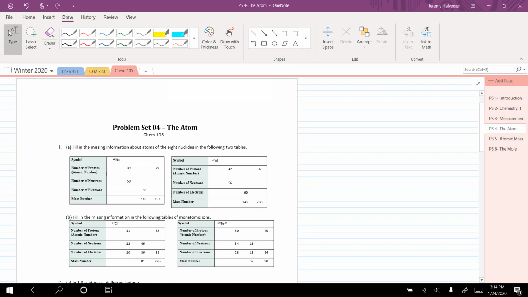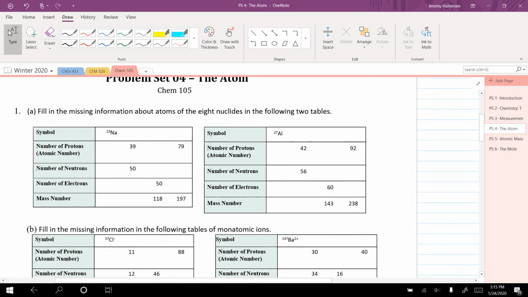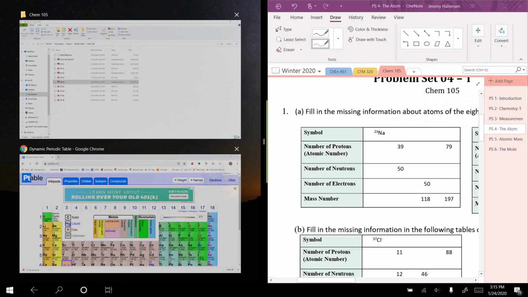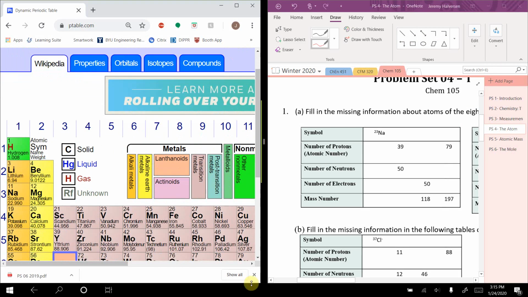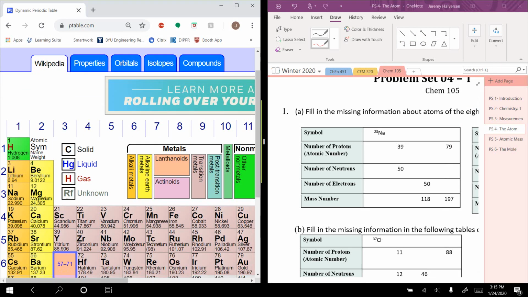Problem set number 4 in this video, which is dealing with atoms and really getting into the nitty-gritty of what makes up atoms. So this first part is filling in missing information about atoms of the 8 nuclides in the following table. Basically, we've got 8 elements here, and we need to figure out information about them. So what I'm going to do is split my screen with the periodic table, because that's where we're going to get most of this information, and we should be familiar with how to use it.